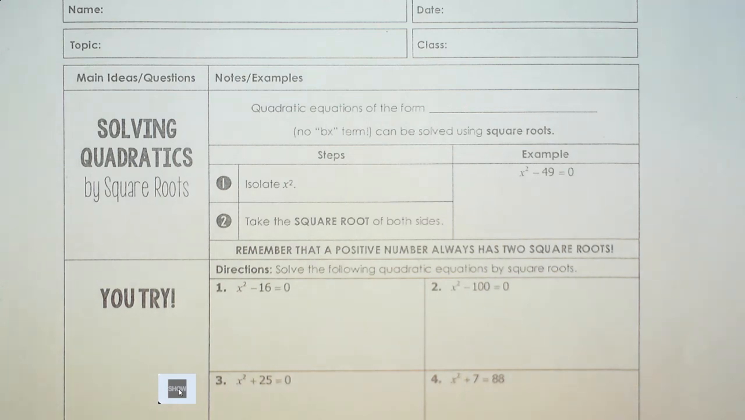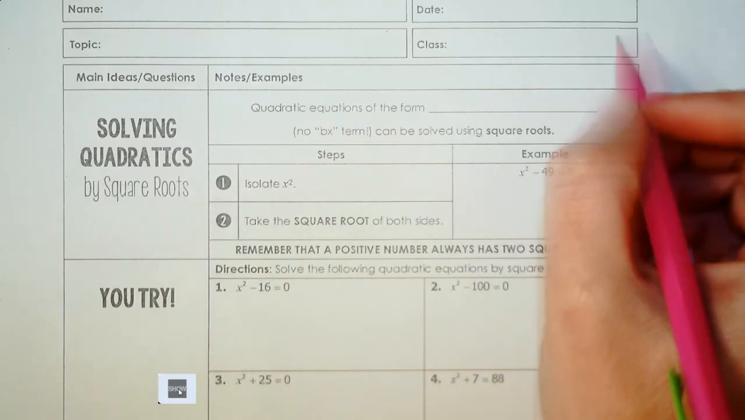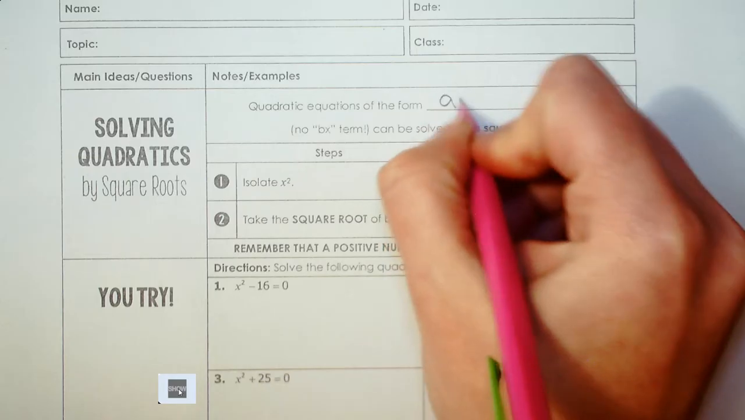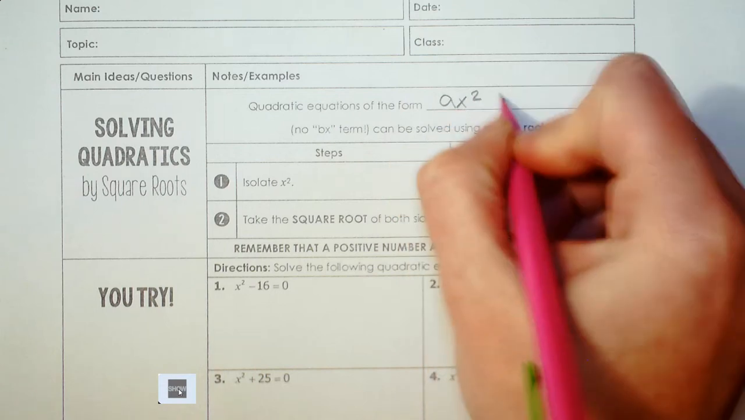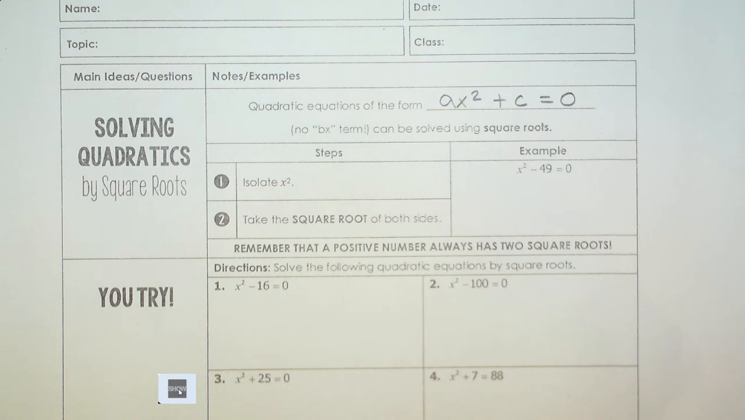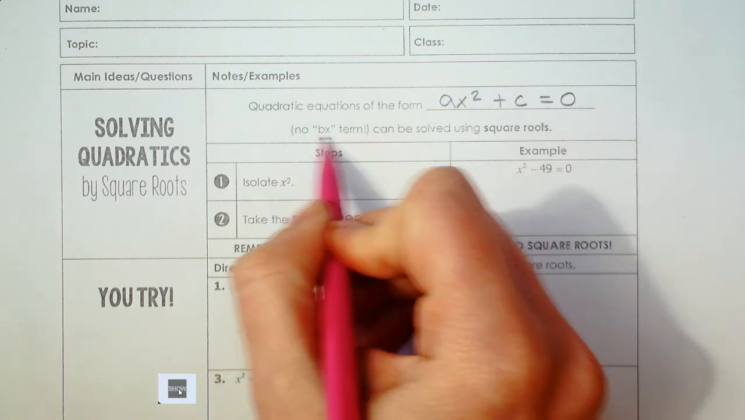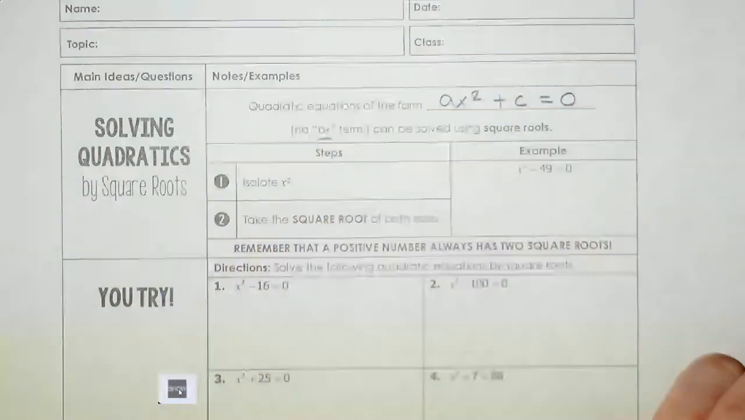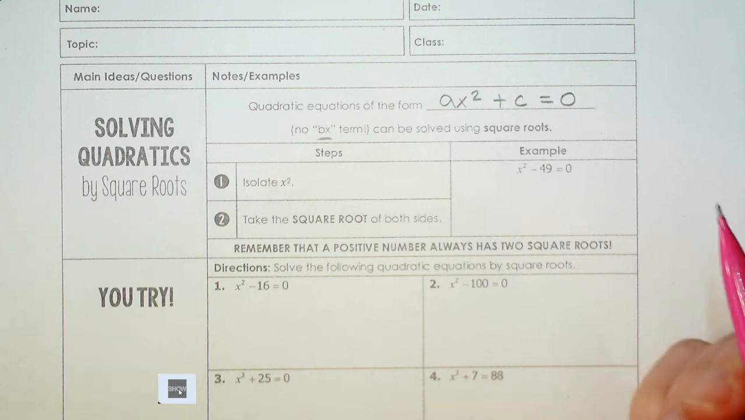One of the ways to solve a quadratic is by taking the square roots. This method works if you have an equation that looks like this: ax squared plus c equals 0. There can't be a bx term. Otherwise, you can't use this method.